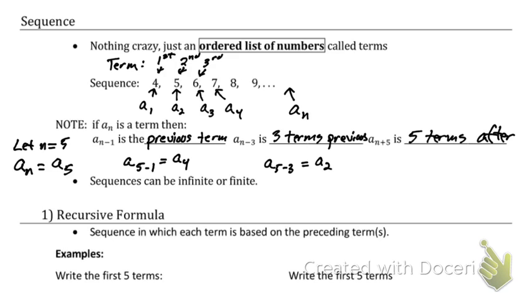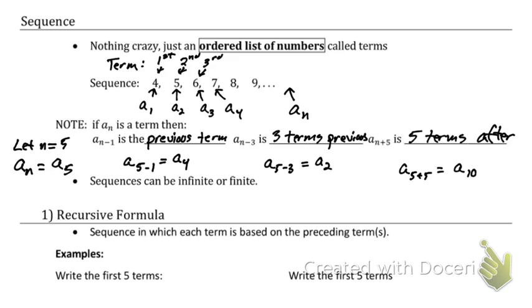Finally, 5 terms after, you just add 5 to it, so we'd have a sub 5 plus 5, which equals a sub 10. 5 terms after my fifth term would be my 10th term in that sequence. All right, so that's how that sub notation works.